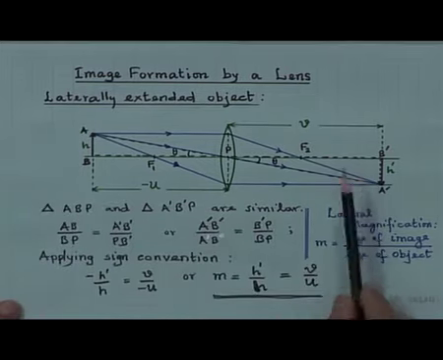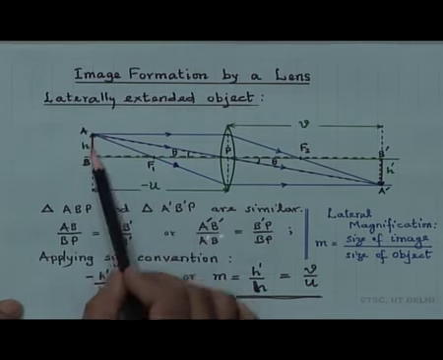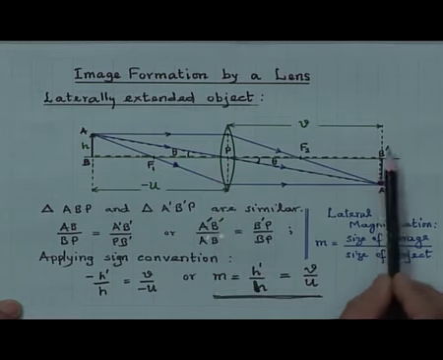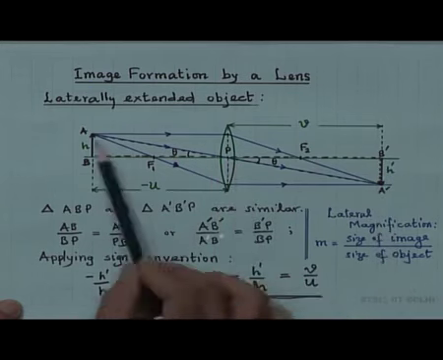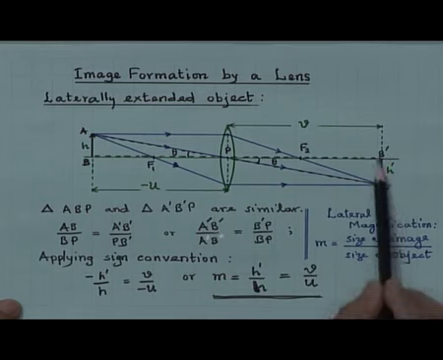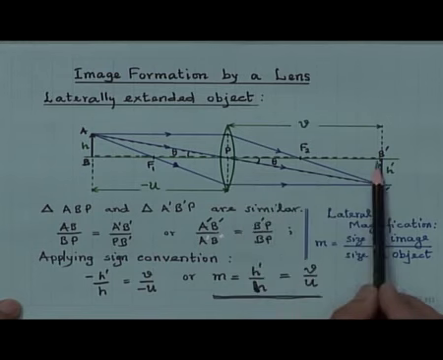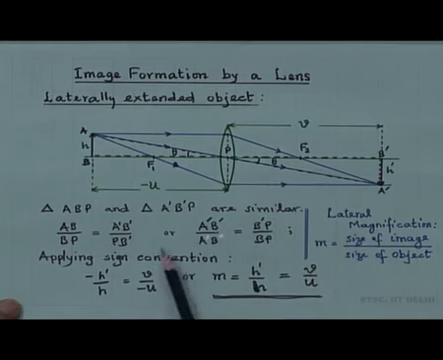Now, let us quickly see this, because we are familiar with the formation of images. Look at the triangle ABP and triangle A dash B dash P. These are equivalent triangles, because these opposite angles are equal, 90 degrees. So all three angles are equal, and therefore we have AB by BP, which is actually tan theta, AB by BP is equal to A dash B dash by PB dash. So this is tan theta actually.